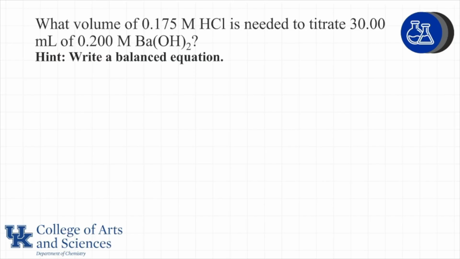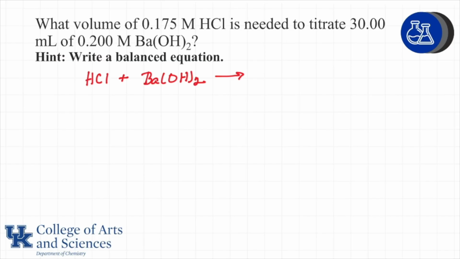Let's look at another example where we're not given the equation. What volume of 0.175 molar HCl is needed to titrate 30 milliliters of 0.200 molar barium hydroxide? And you're given a hint here to write a balanced equation. We're going to start with our HCl plus our BaOH2. Those are our two reactants.